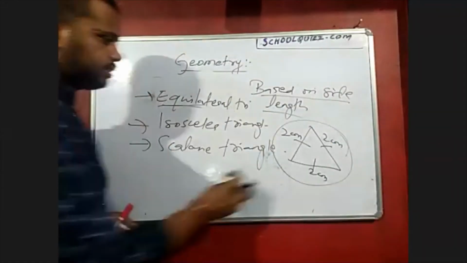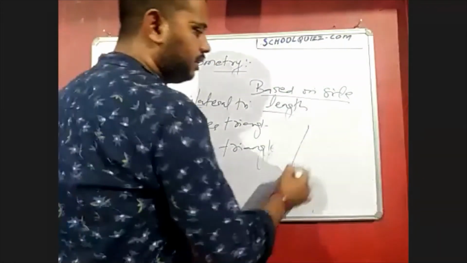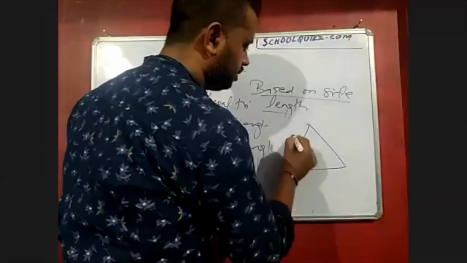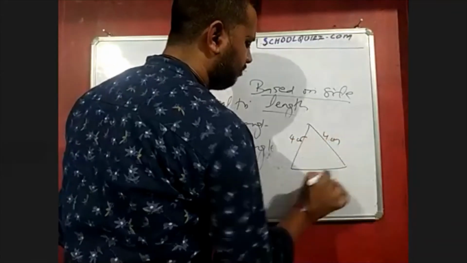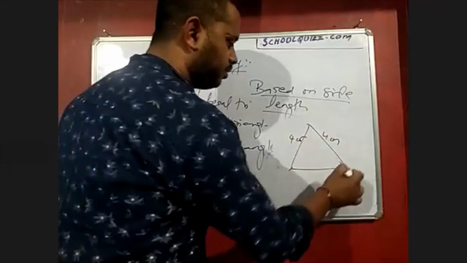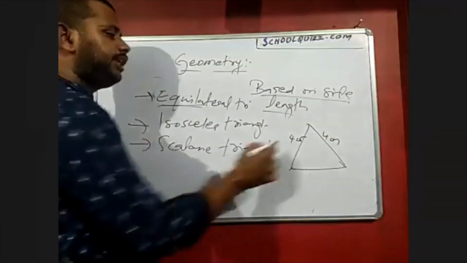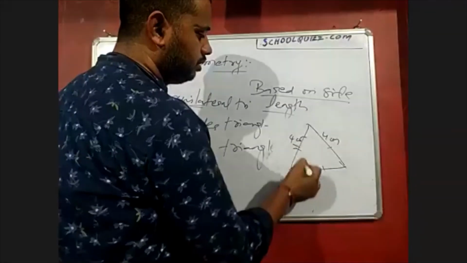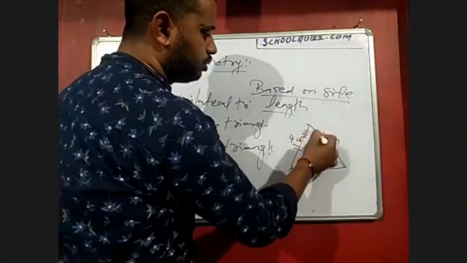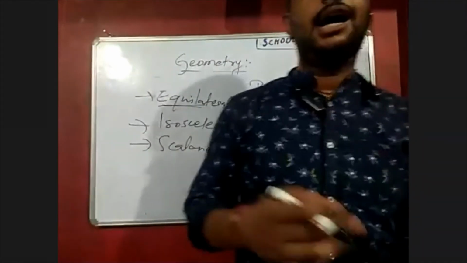What is an isosceles triangle? Any two arms are the same. Suppose this is 4 centimeter, this also 4 centimeter, and the base is different. It can be anything. If the base is also 4 centimeter, then that is called an equilateral triangle. So any two arms, you can say these two or these two. Any two arms are the same, then we call it an isosceles triangle.